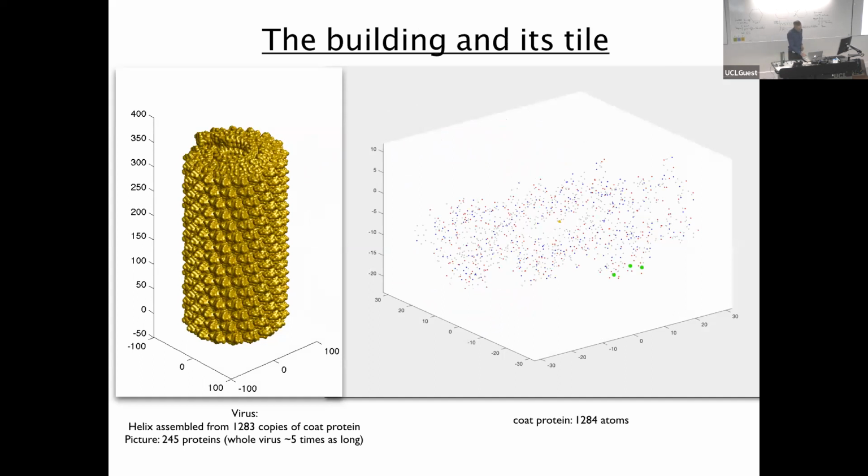And so the building is a perfect helix. It's a helix assembled from 1,283 copies of this thing. So this thing just nicely tiles the helix. It's a funny banana type shape, and you put the bananas like this, like this, like this, and then you get a beautiful regular helix. And in fact, the true thing is about 5 times as long.